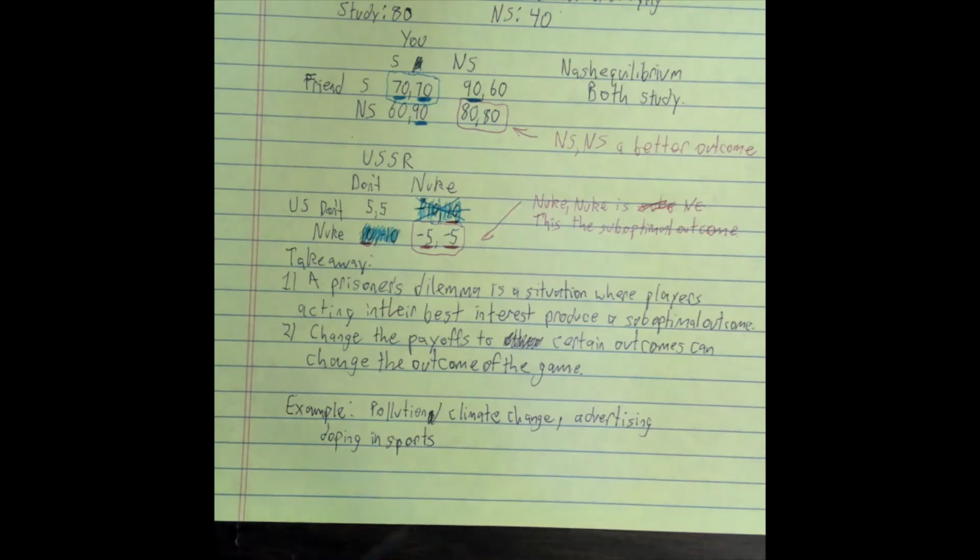But these are situations where, because people are acting in their best interest and producing a suboptimal outcome, you need something else to push the market into a better outcome. So I'm going to talk about something that comes up. I think it's a natural question to ask, which is, can we have more than one Nash equilibria? And the answer is, yeah, we can.